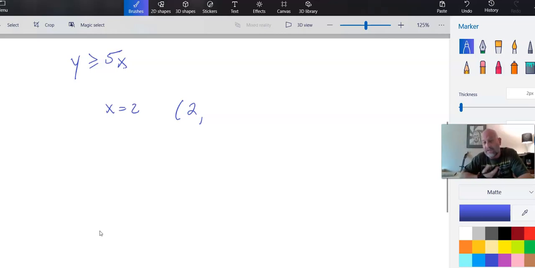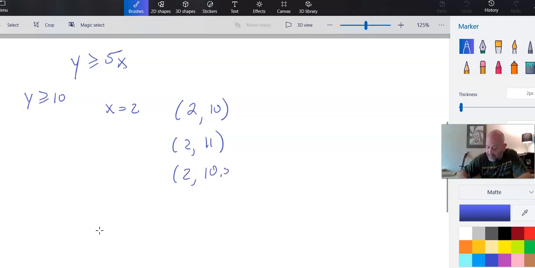So you actually have choices on how many solutions. It's not like with the lines where you get one and only one point that satisfies this. If I plug in 2 for x, there's a 10 here, but y is greater than or equal to 10. So 10 works, but then so does any number greater than 10. So the point (2, 11) works, the point (2, 10.5) works, the point (2, 16,247,822) also works, as long as the y coordinate is bigger than 5 times the x coordinate.